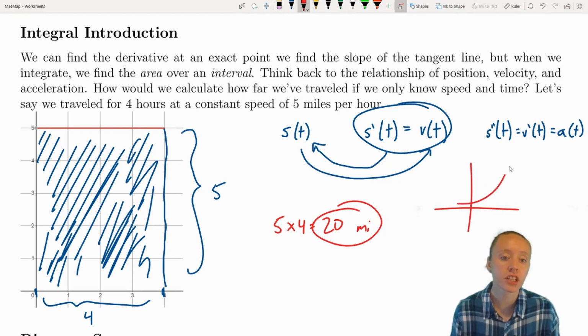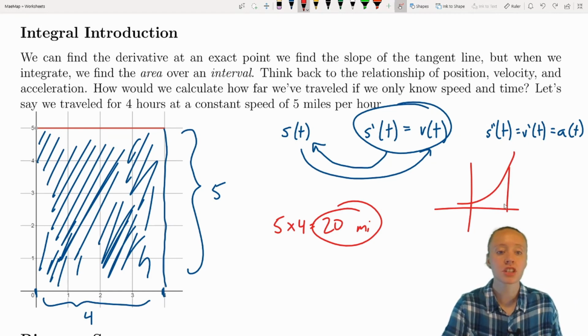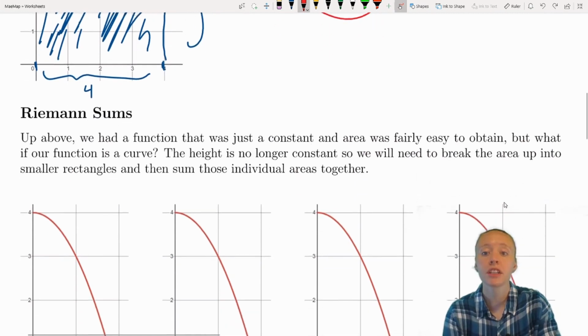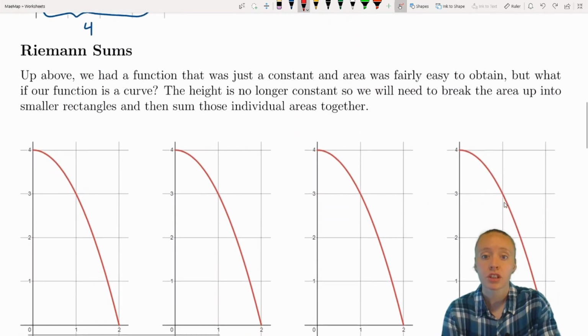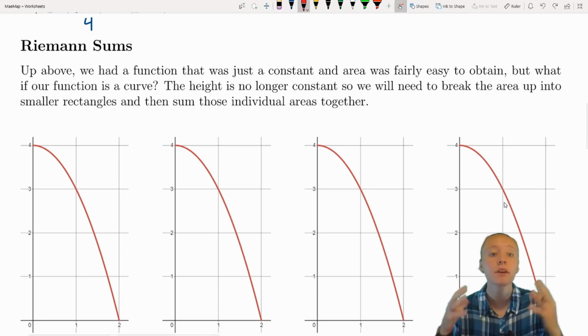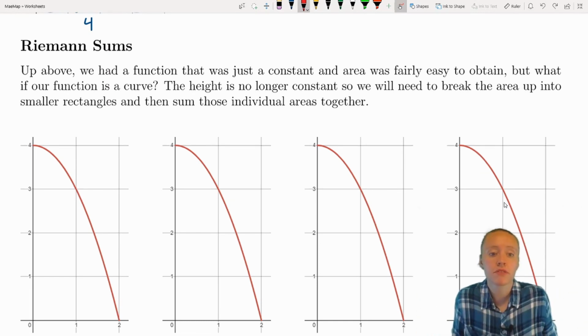But think about for a curve. How would we find the area underneath of a curve? Well, that's what we're going to jump into next. For estimating that area under the curve, we're going to use Riemann sums. So again, up above, we had a function that was just a constant, and the area was fairly easy to obtain. But like I stated, what if our function's a curve?